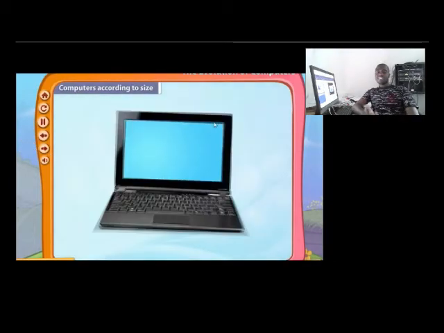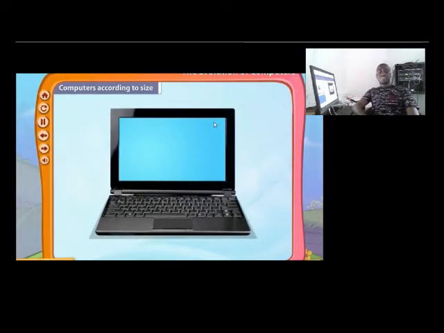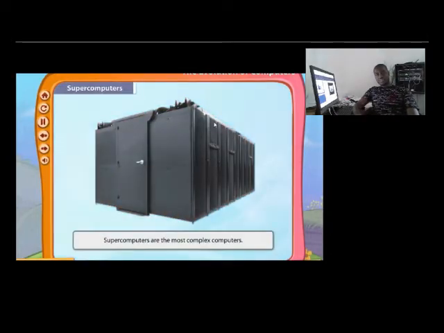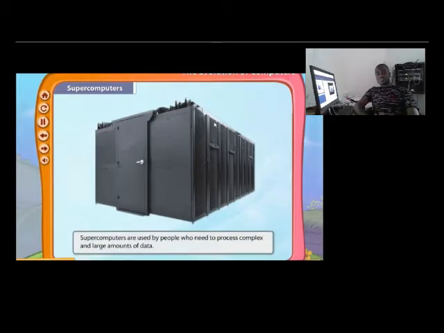So now computers are made in different sizes so that many different people can use them for their different purposes. Let's discuss these different uses of computers. Supercomputers. Supercomputers are the most complex computers. They are used by people who need to process complex and large amounts of data. Supercomputers are used to solve complex numerical problems, make forecasts, and analyze scientific or engineering data.